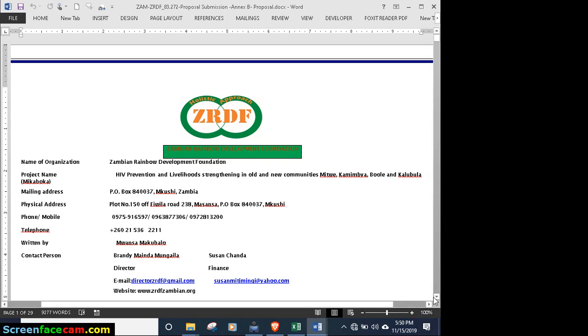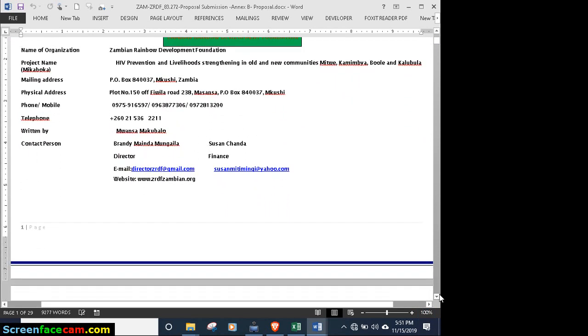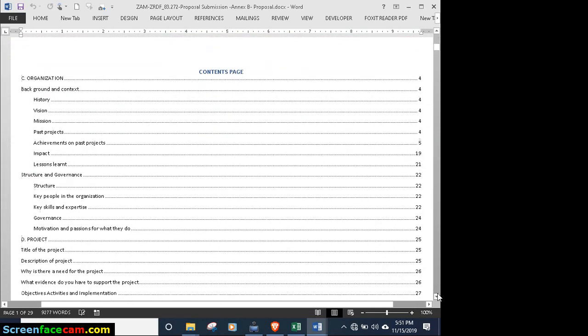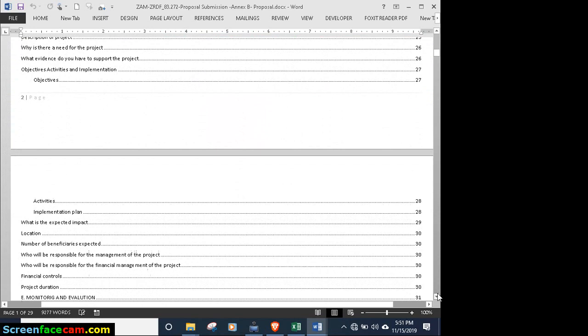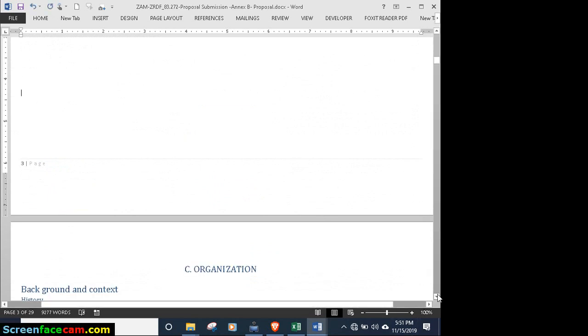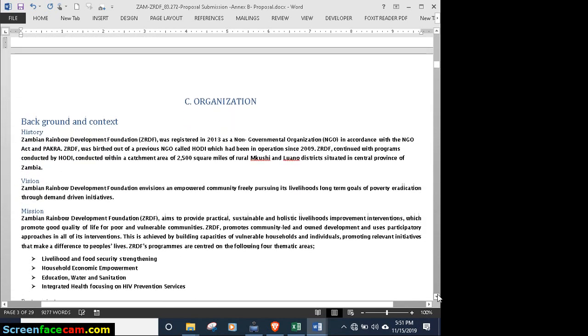So this, again, being the first page of how you start: the name of the organization, your project name, you give details, website, persons responsible, that kind of thing. So this is all the stuff that we looked at in the part which talks about the background. Here we had a contents page. So this really follows the checklist that we've been going through.